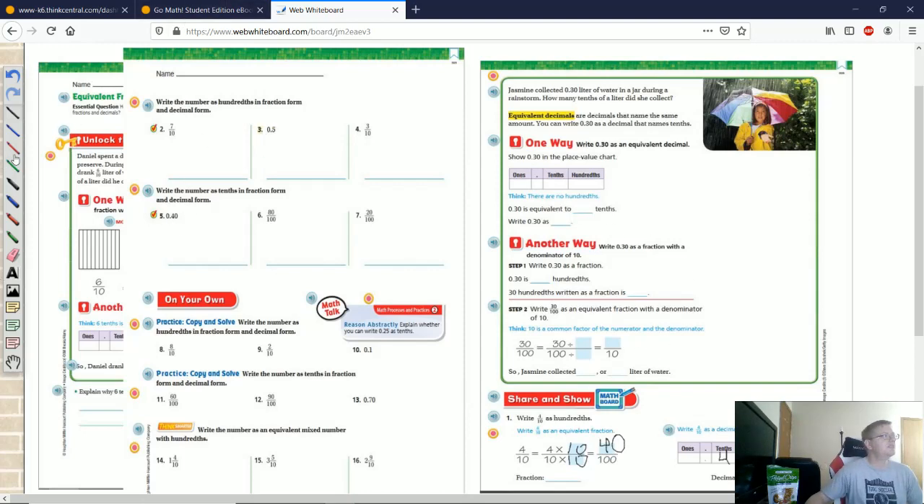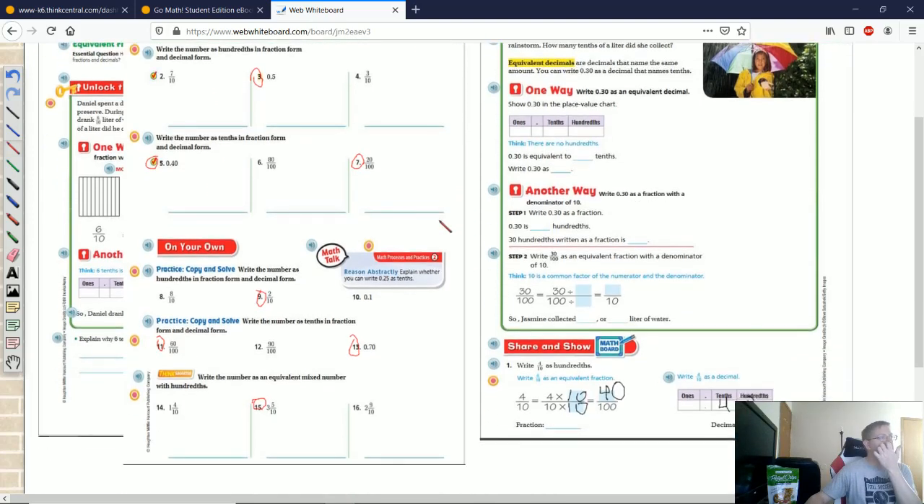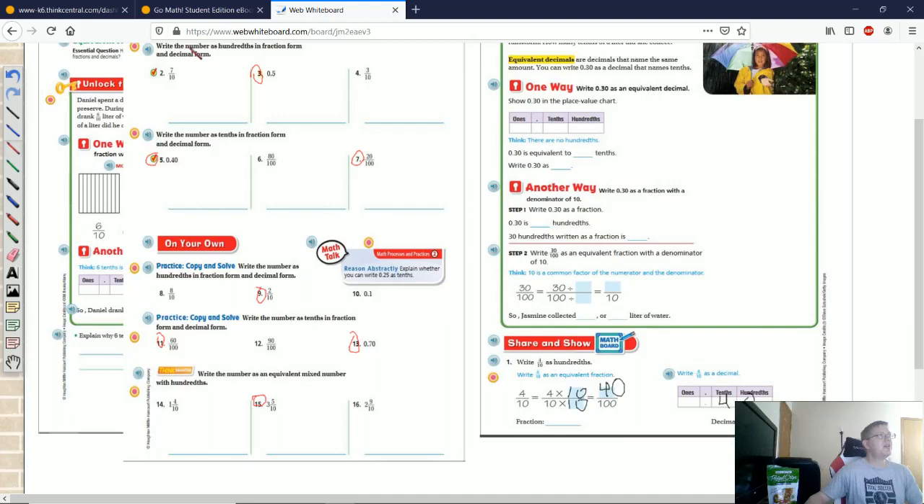So I asked you guys to do number 3, 5, 7, 9, 11, 13, and 15. So let's go ahead and take a look at these. Number 3, so if I'm writing it in hundredths in fraction form, it is going to be 50 over 100. And if I write it as a decimal, it's going to be 0.50. So all of these should be relatively easy. All of our fractions are going to look like this. All of our decimals are going to be looking like this.